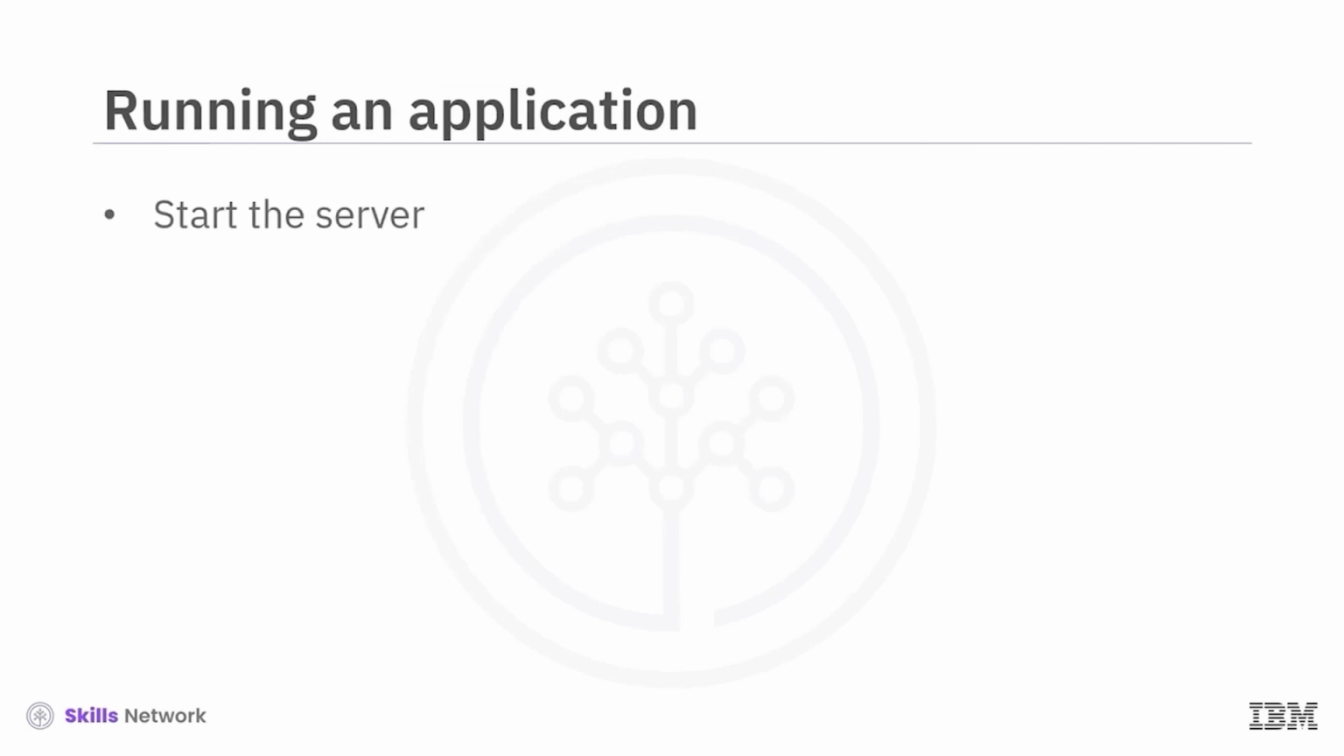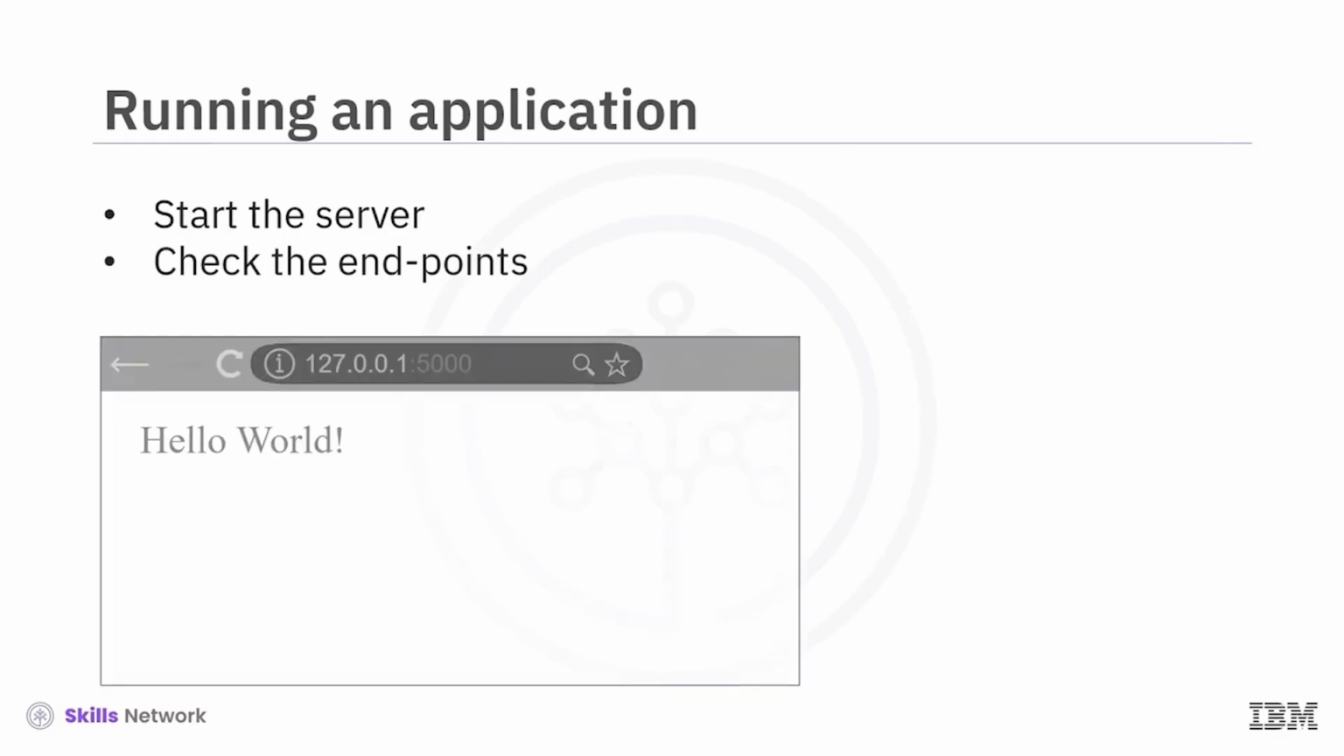To start the server in a development environment, you need to save the code in a Python file and run it like any other Python application. When the web application server starts, it gives you the IP address and the port the application can be accessed from. To check the endpoints, you can open the browser and connect to this endpoint you see in the server output, 127.0.0.1 at port 5000, and see the string Hello World being returned from the web server application.